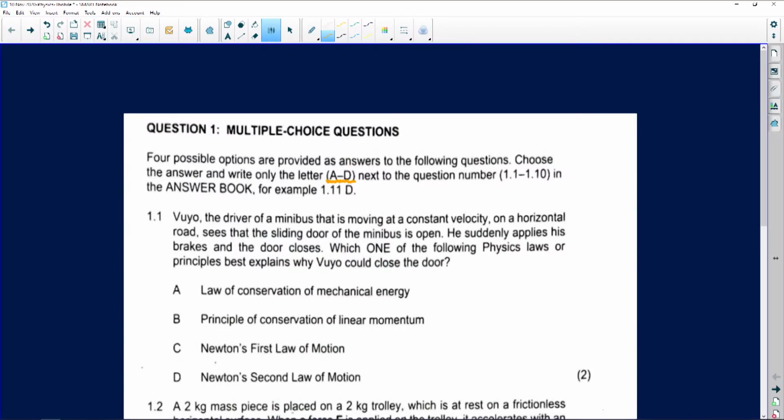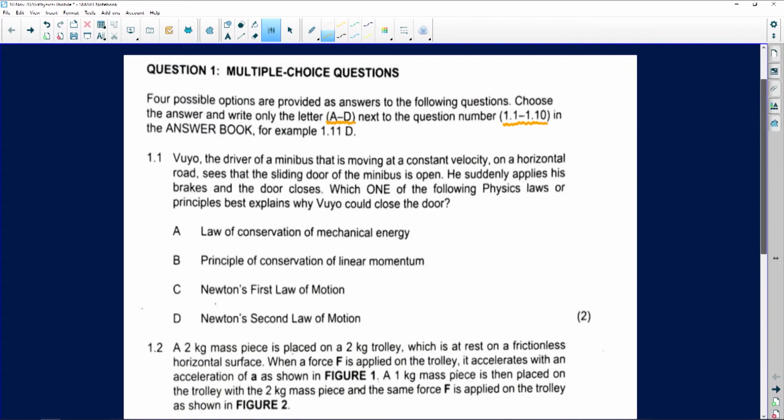So we must write down only the letter, which is A to D, next to the question. Remember to always stick to the correct numbering sequence. You write this in your answer book, and they've already given you an example. So let's read the first example that we have.